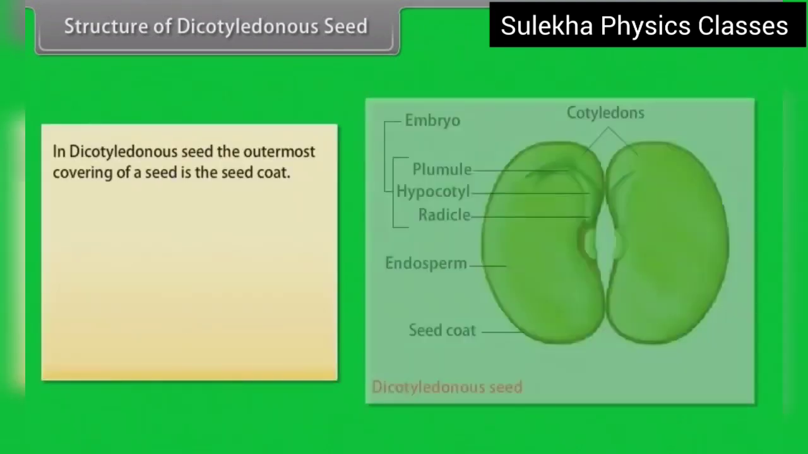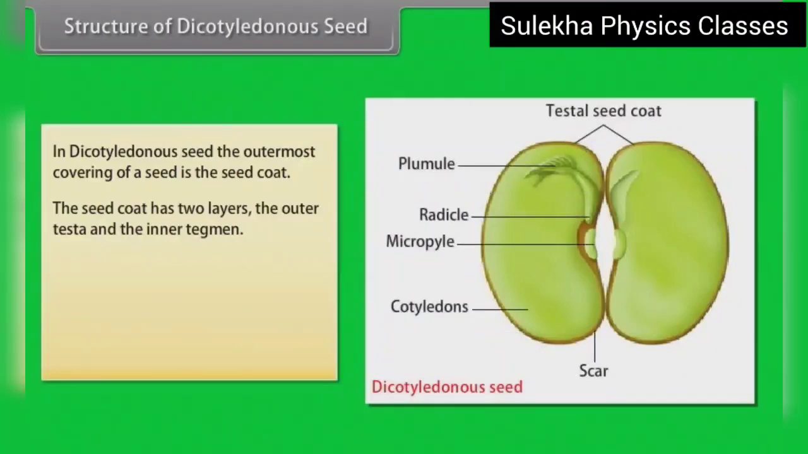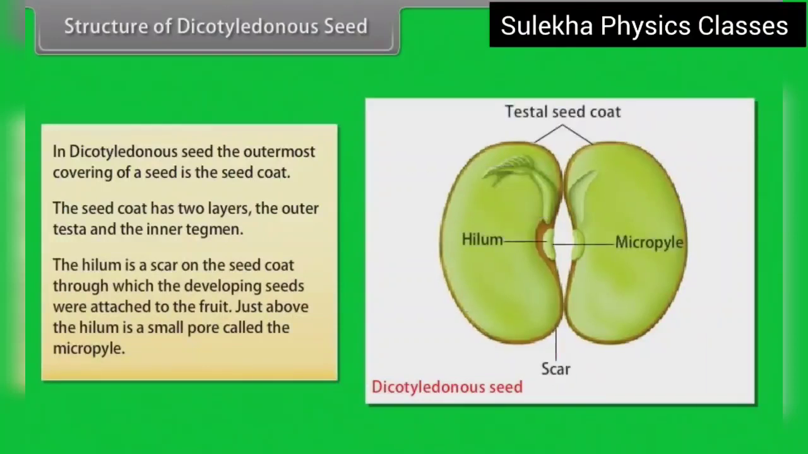The structure of dicotyledonous seed. In dicotyledonous seed, the outermost covering of a seed is the seed coat. The seed coat has two layers: the outer testa and the inner tegmen. The hilum is a scar on the seed coat through which the developing seeds were attached to the fruit. Just above the hilum is a small pore called micropyle.